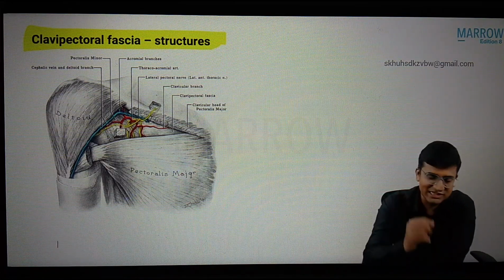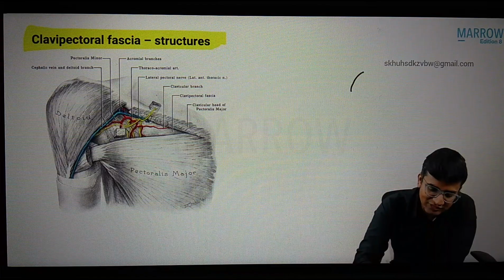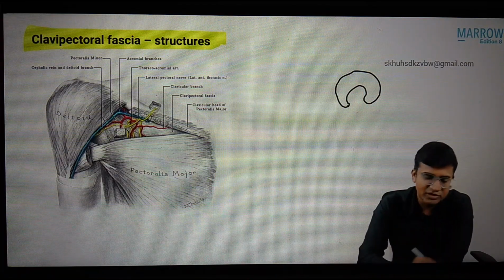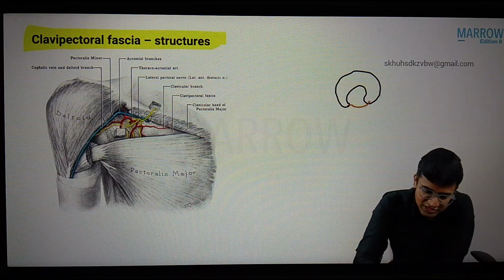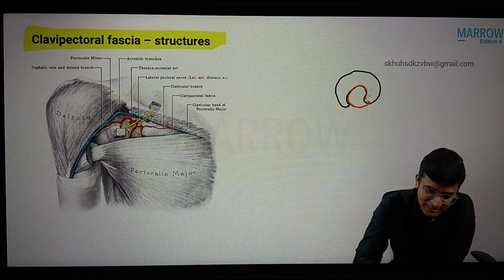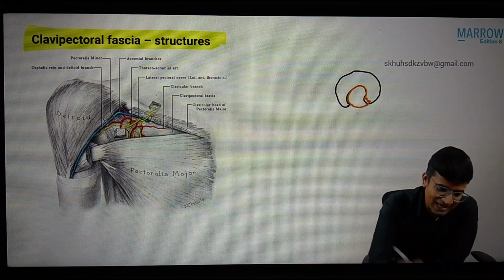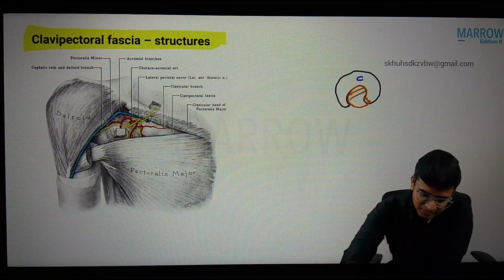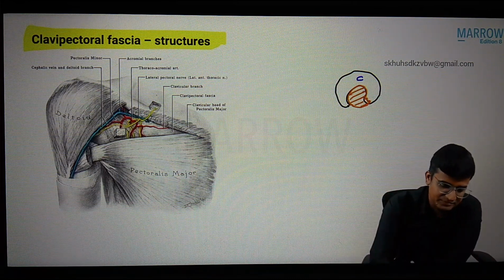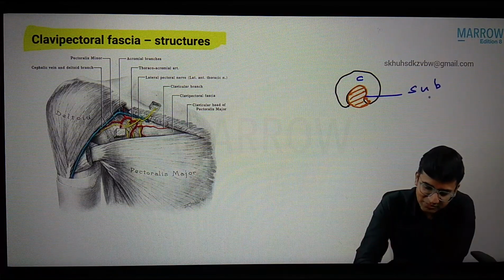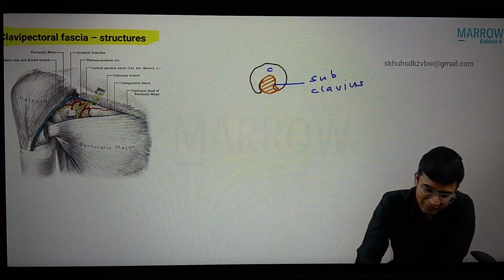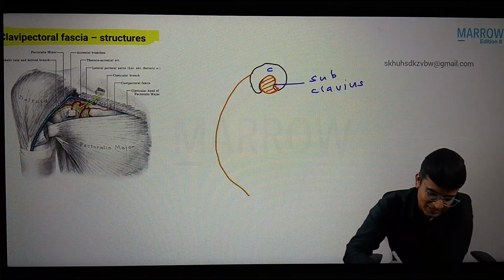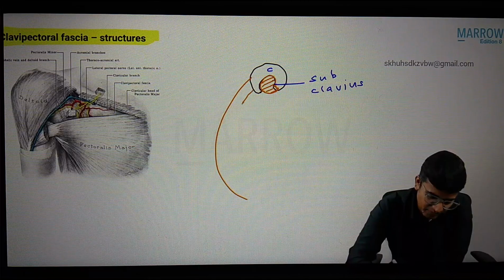Now, we're going to draw one cut section diagram. This is our clavicle. Below the clavicle, one muscle is taking origin. Which muscle? That is our subclavius muscle. So, clavicle, I am writing C here, and this is our subclavius muscle, present just below the clavicle. Now, on the front side, we have the pectoralis major muscle. So, this is pectoralis major.